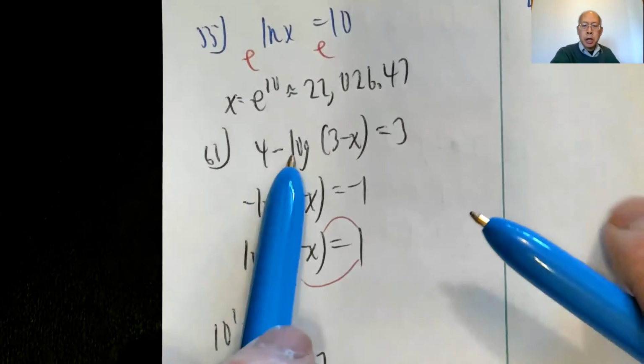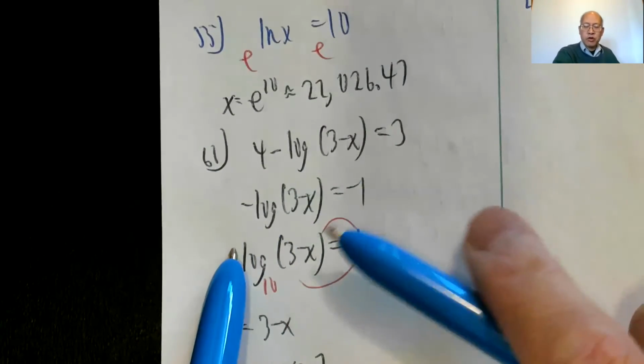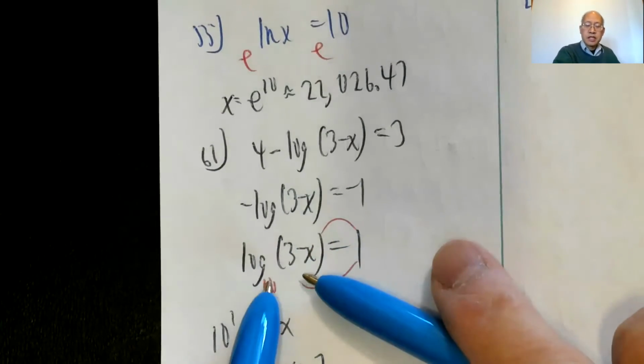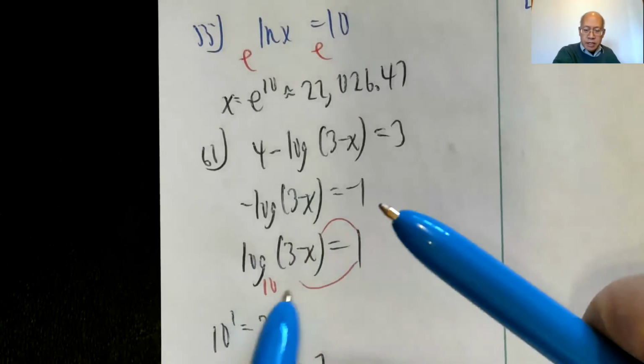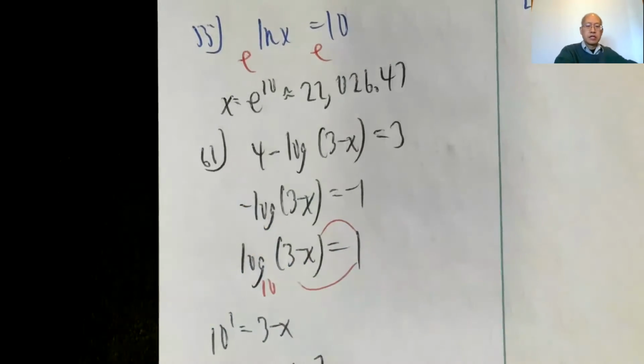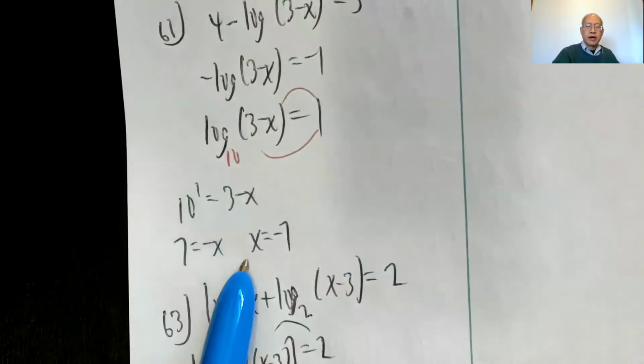61, 4 minus log of 3 minus x is 3. Subtract 4. Multiply by negative 1. Sneak in a 10. Log, if there's no base, it means 10. Unscramble it. 10 raised to the first power is equal to 3 minus x. Subtract 3. 7 is negative x. So x is negative 7.